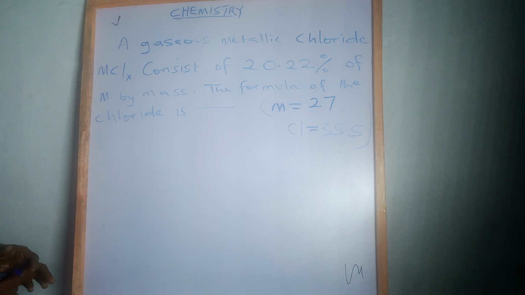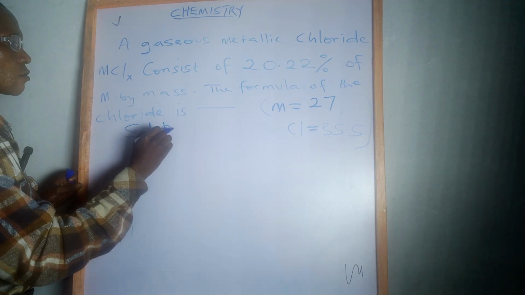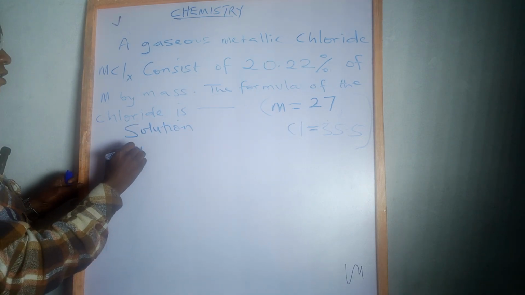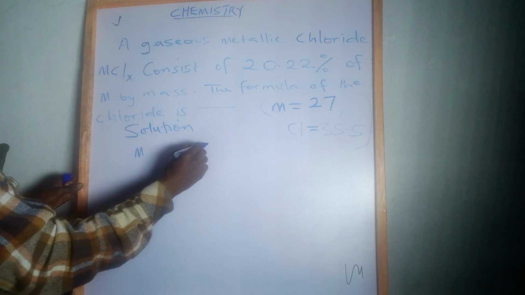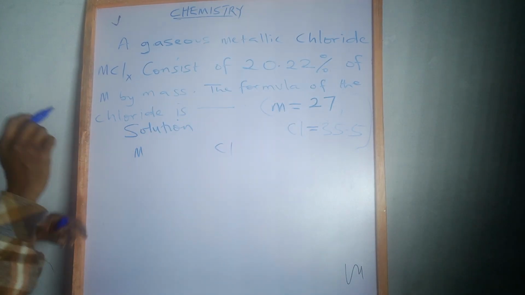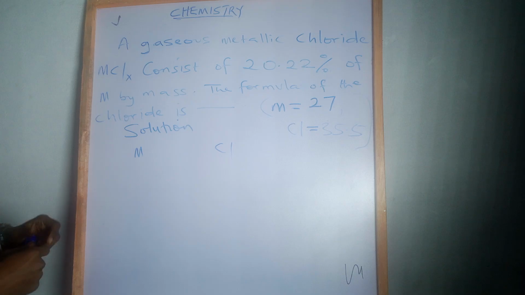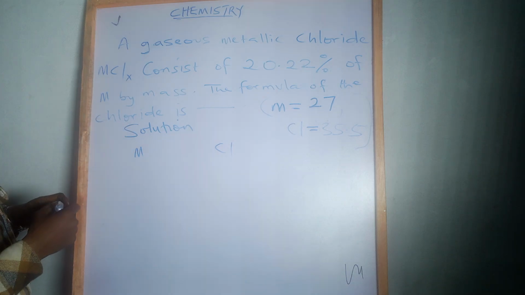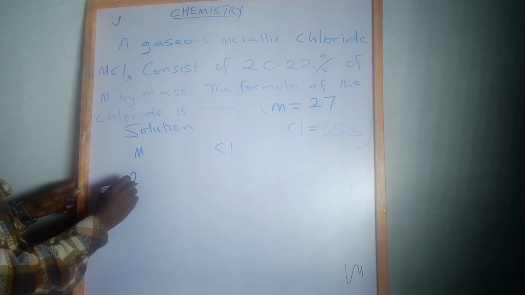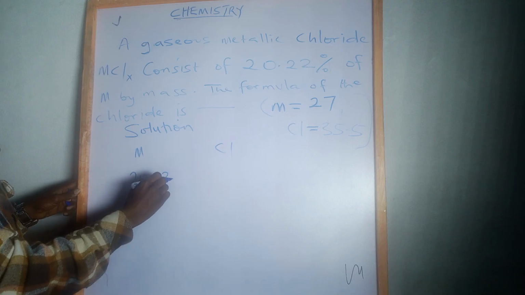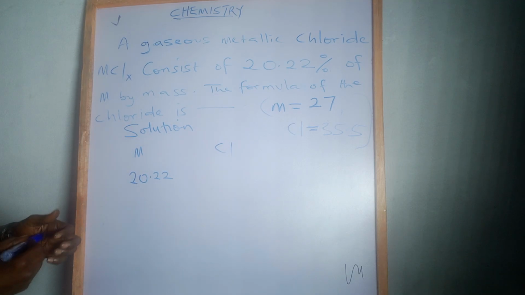So a gaseous metallic chloride consists of 20.22% of M by mass, and we are asked to find the formula of that particular chloride. So, solution. You bring out your metallic element, then your chloride will be here. The first challenge that many students normally face is that they will say, sir, we are given the metallic element to be 20.22.